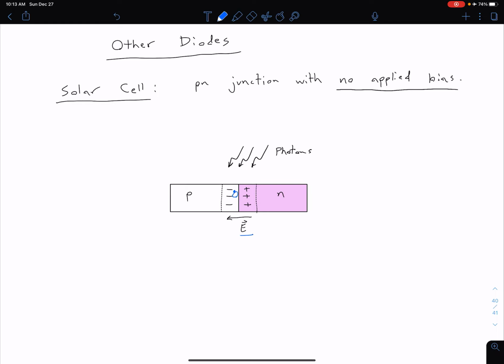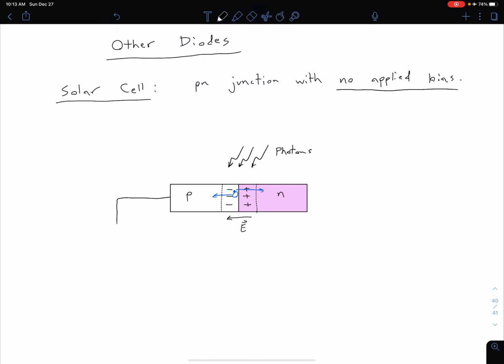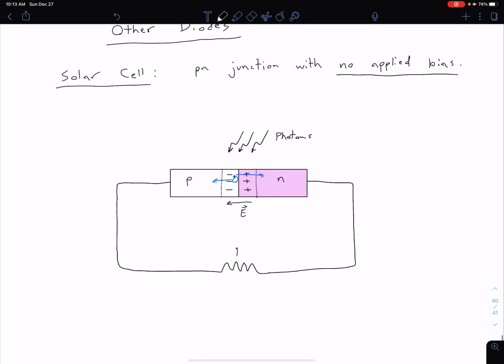Well, remember, we have this electric field in this region. So our electron is going to move this way and our hole is going to move this way. We have some other processes going on once they get out of that depletion region, but ultimately we have these charges moving, which means we're going to produce a current. So we can attach an external load, a light, a heating element, anything you want, and we can represent that simplistically as a resistor, so let's call that V sub L.